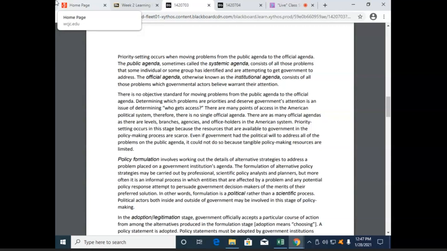So is the representative from Texas, Troy Nels, is his agenda identical to the agenda of the representative from Brooklyn, Ms. Cortez? No, of course not. So the point I'm trying to make is that there are many, many official agendas. There are at least as many agendas as there are levels of government, branches of government, agencies of government, chambers of institutions, and individuals who serve in those institutions, right?